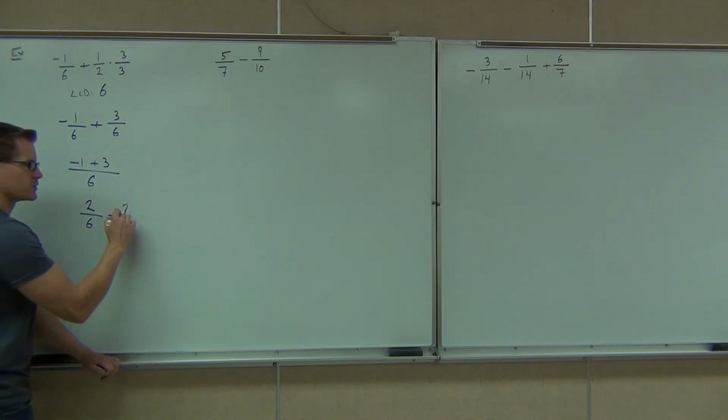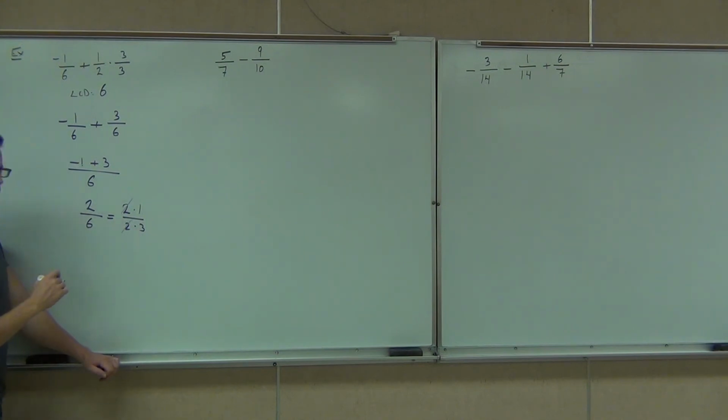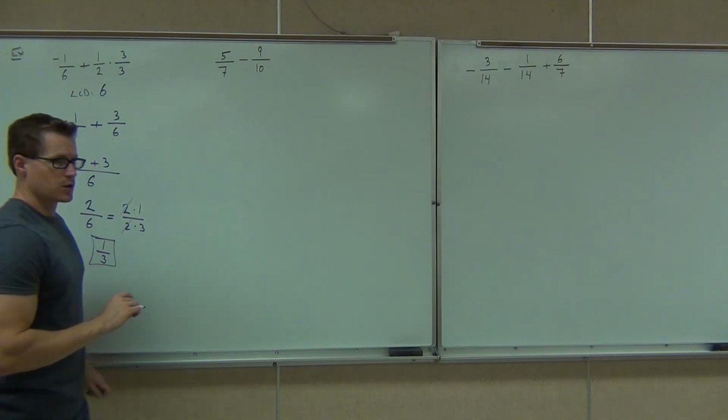Remember how we're simplifying? We're doing 2 times 1 over 2 times 3. Whenever you have those common factors, you cross them out and you get 1/3. I used 12 and I still got 1/3. Yeah. Oh, yeah. You will. You will.